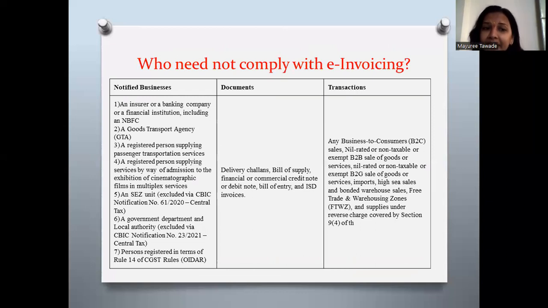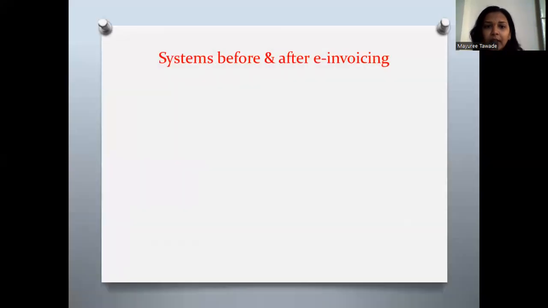Who need not comply with e-invoicing? Notified businesses: an insurer or banking company or a financial institution, including an NBFC, a goods transport agency, a registered person supplying passenger transportation services, a registered person supplying services by way of admission to the exhibition of cinematographic films in multiplex screens. Then an SEZ unit, excluded via CBIC notification 61/2022, a government department and local authority excluded via CBIC notification, and persons registered in terms of Rule 14 of the CGST Rules.